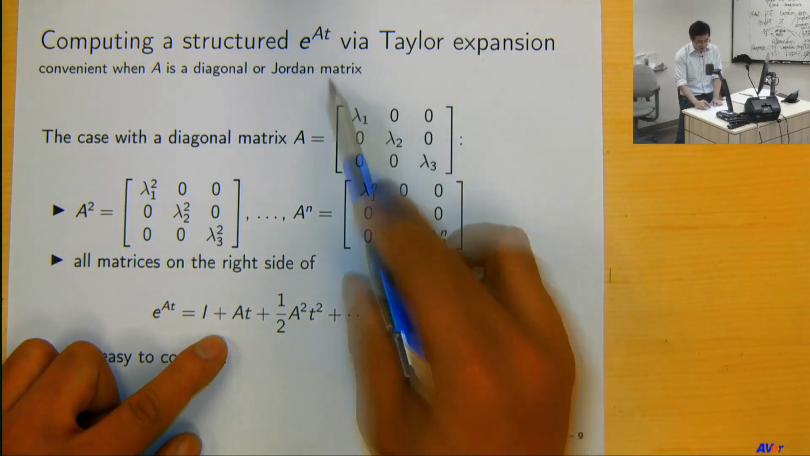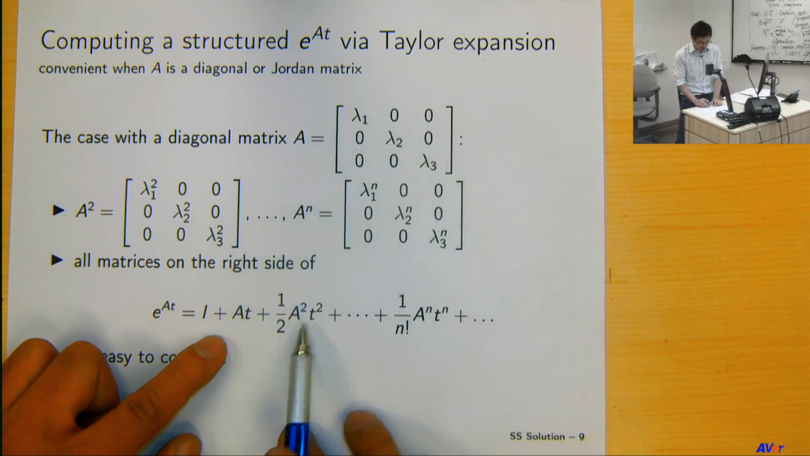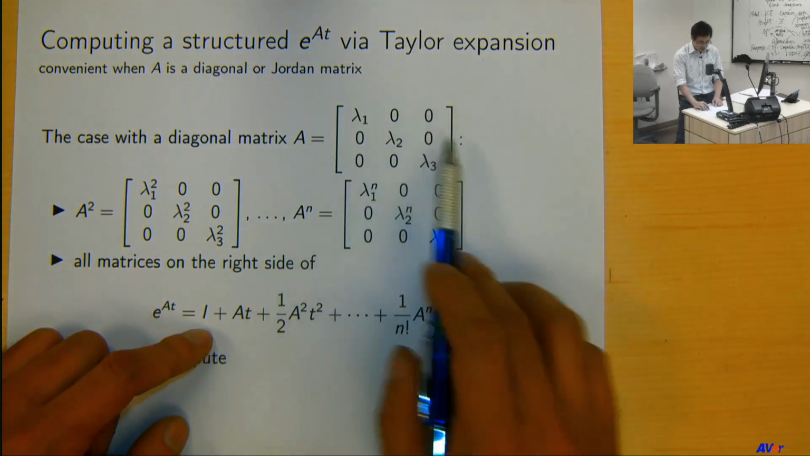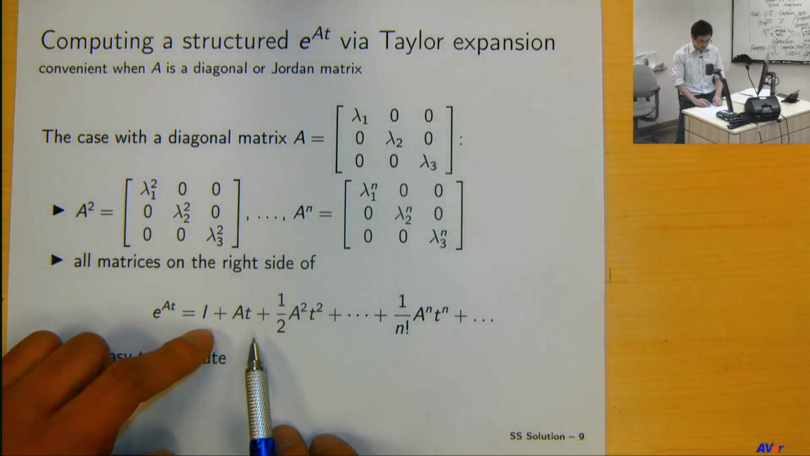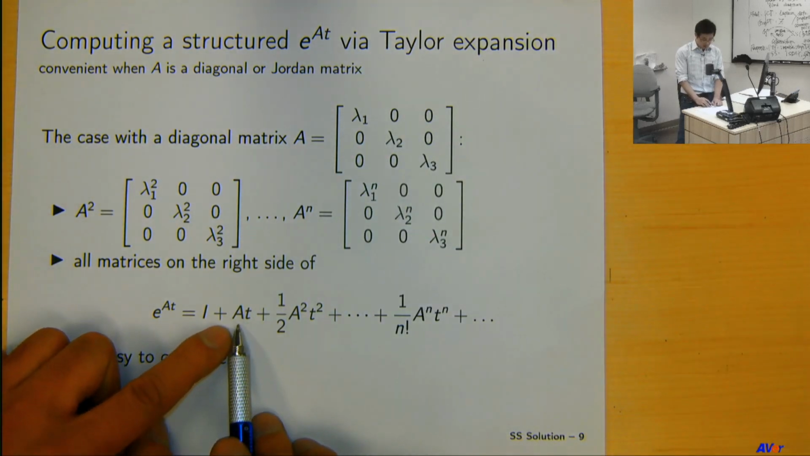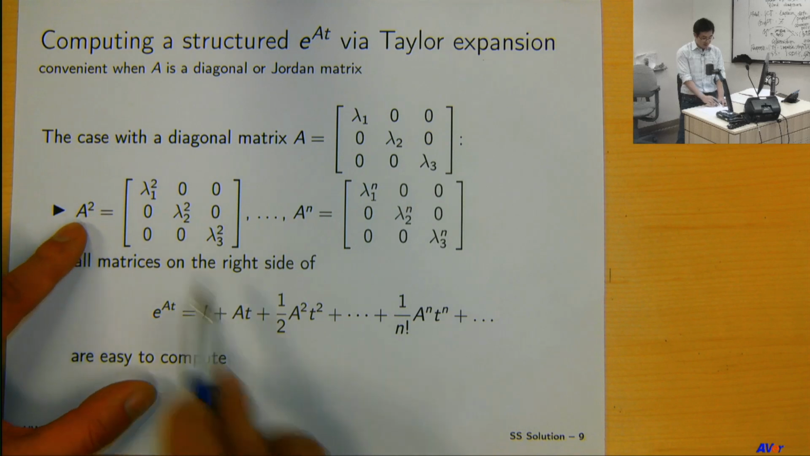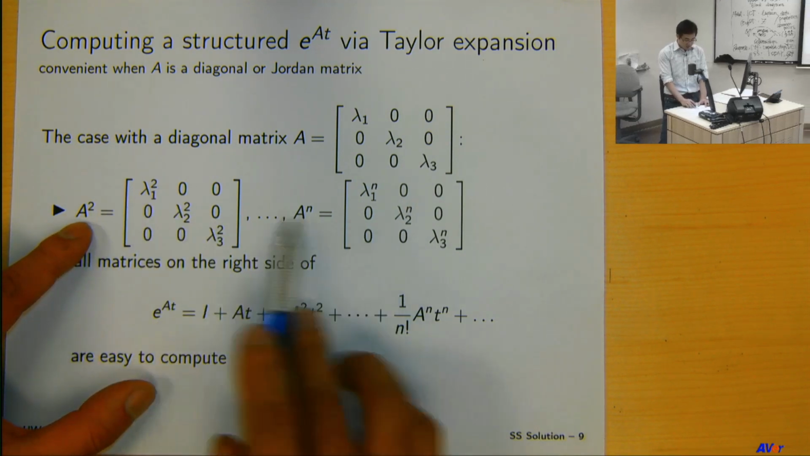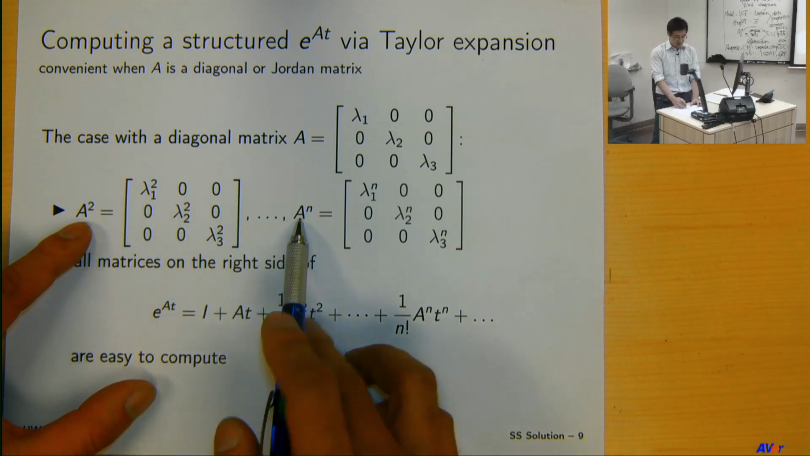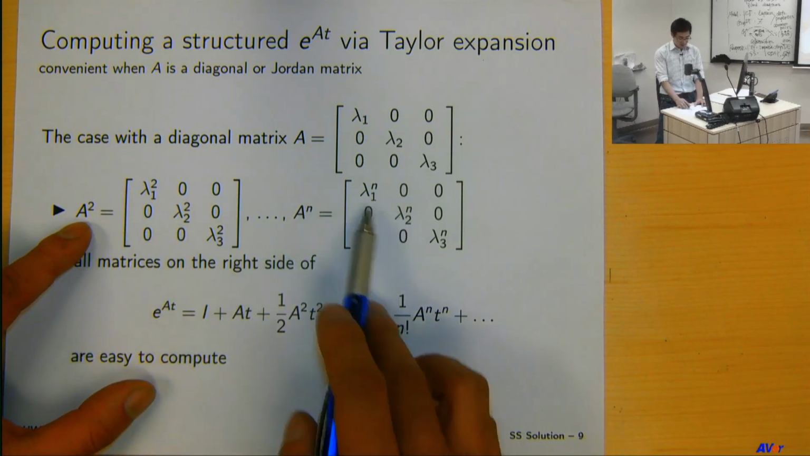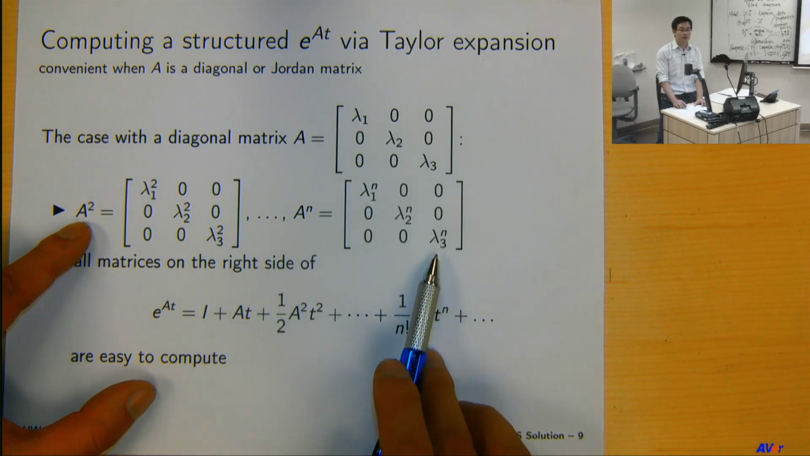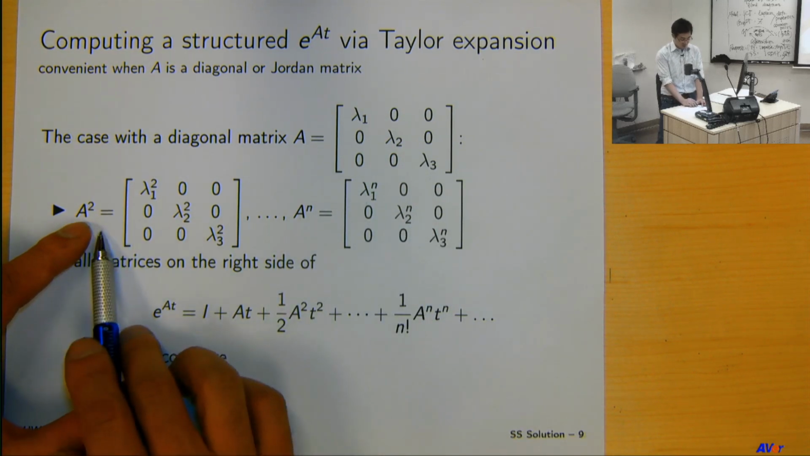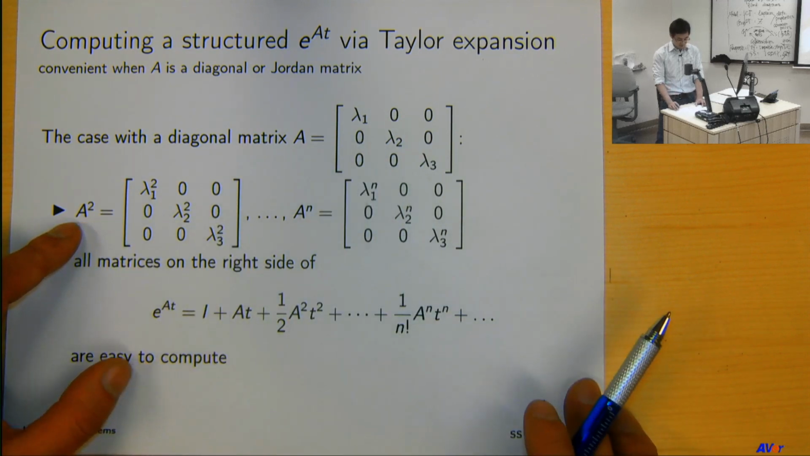Let's see, if A is diagonal, right? This is something that we love very much. Everything will be easy if A is diagonal. Because if you multiply A with A, it's going to be diagonal. If you take A to the power of n, it's just the diagonal elements to the power of n. That's the convenience brought by the diagonal matrix.